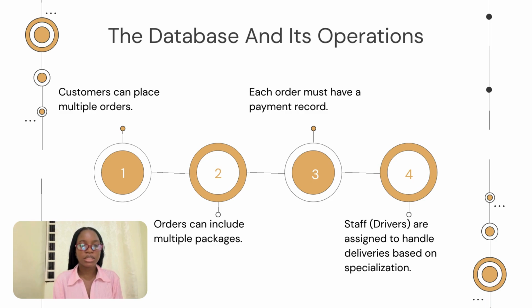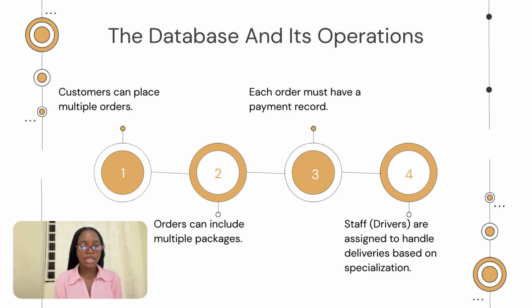Chicago's logistics system was designed through a structured analysis of its operational needs, resulting in an entity relationship diagram that clearly maps out entities, attributes, and key relationships. This model supports smooth management of orders, packages, customers, drivers, and payments.